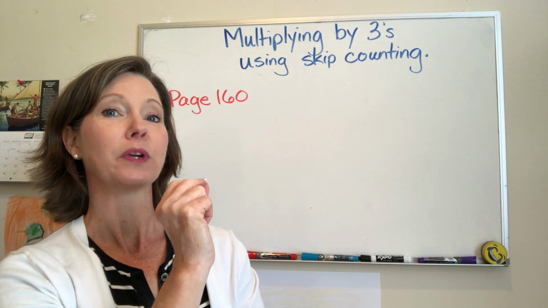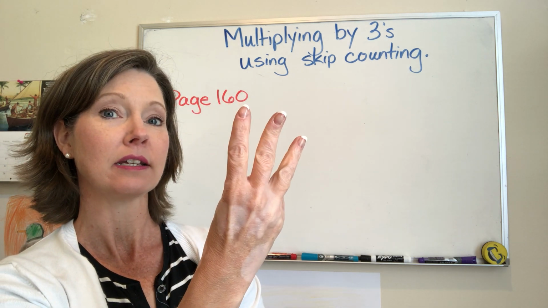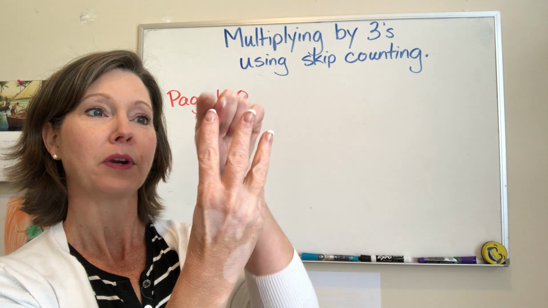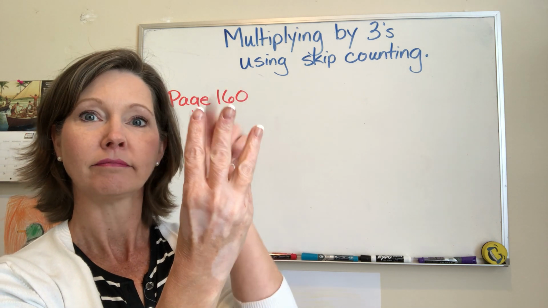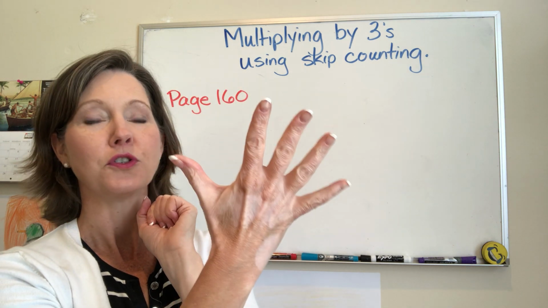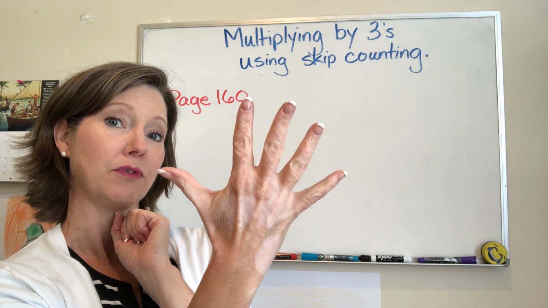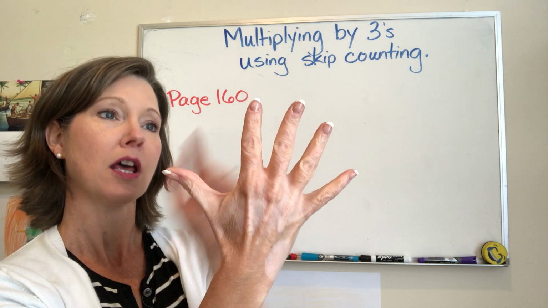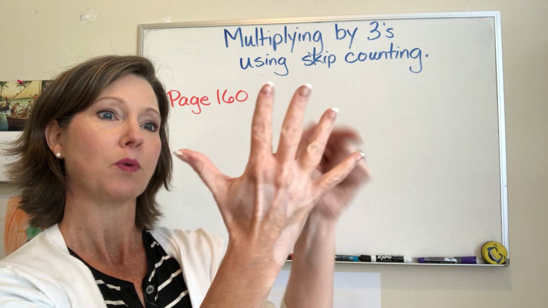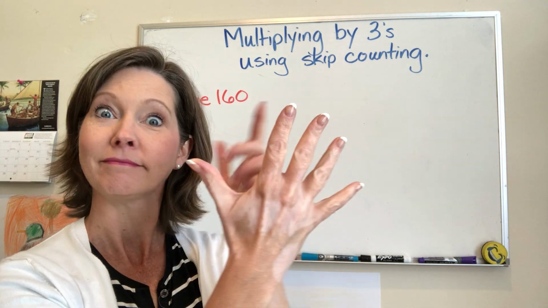If you want to know what 3 times 3 is, well, sing your song. 3, 6, 9. The answer is 9. Use your fingers and your song to get to 5 times 3, 5 groups of 3. Well, let's count by threes. 3, 6, 9, 12, 15.